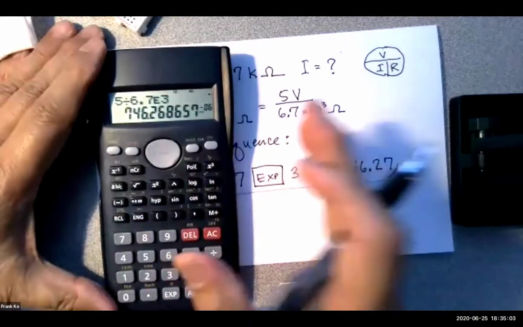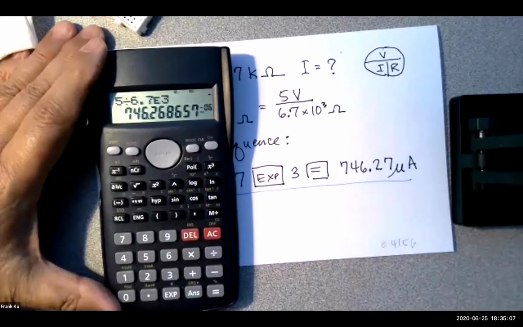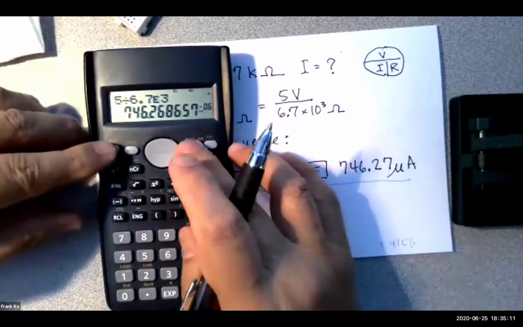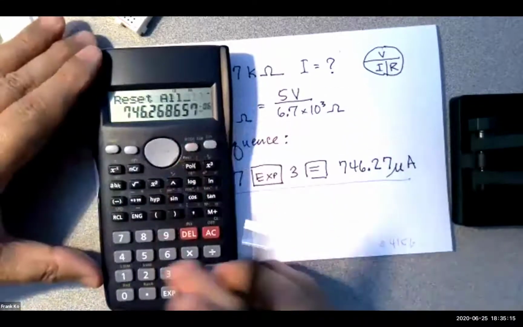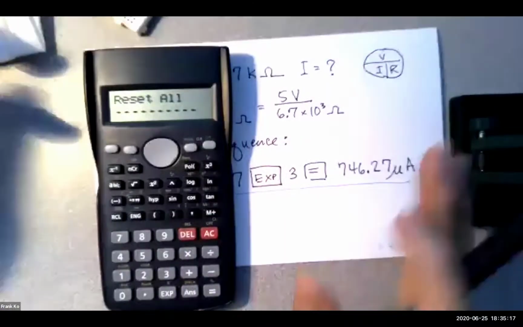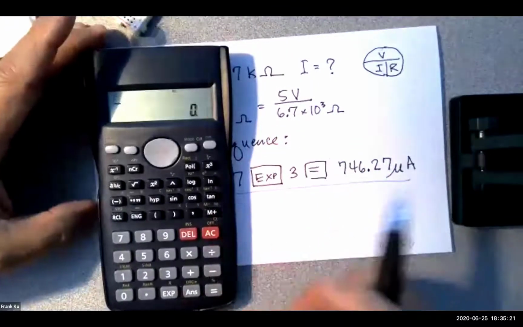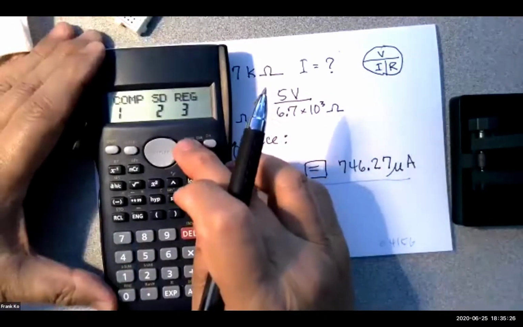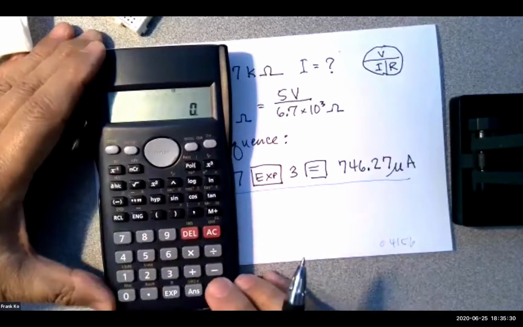Go back to the very first PowerPoint from the previous week, and it shows you how to clear your calculator. So shift clear 3 all, and it resets everything. Okay, once it resets, it equals. Now everything has been completely reset. Then you hit mode once, hit mode again. You want to select 1 for degree.